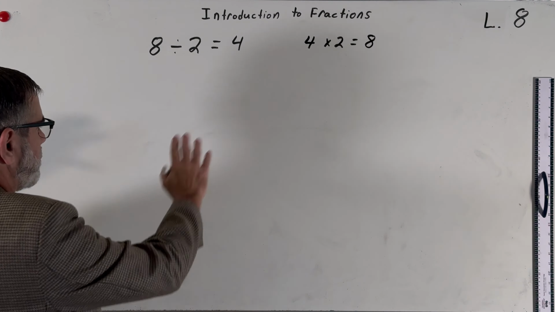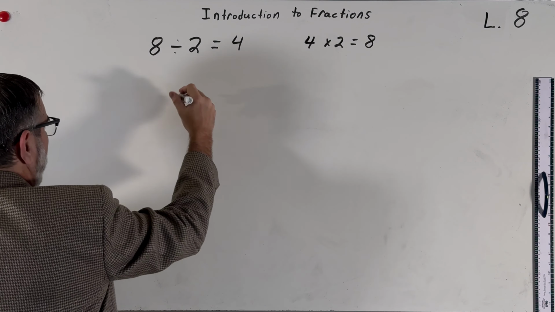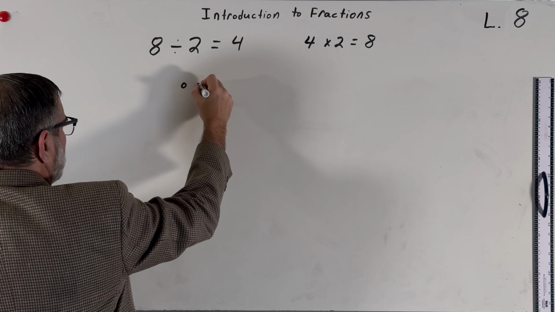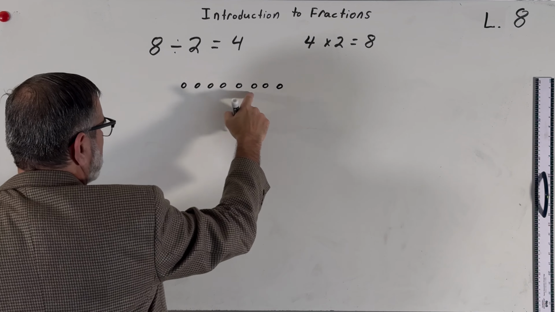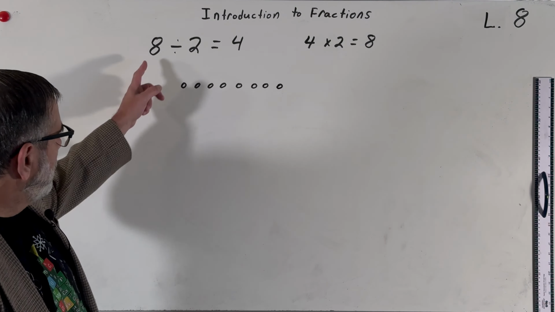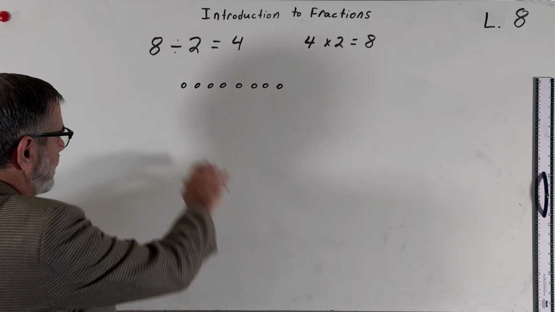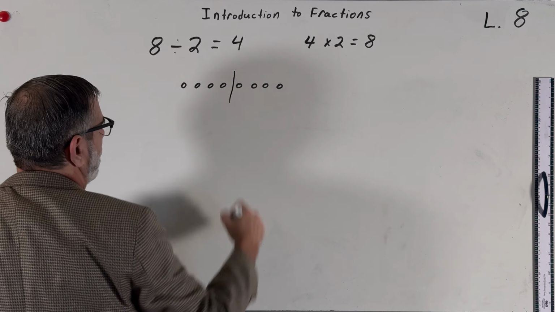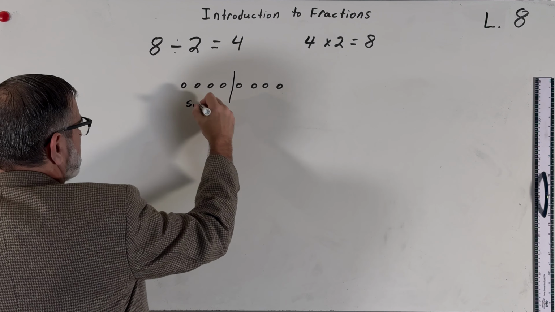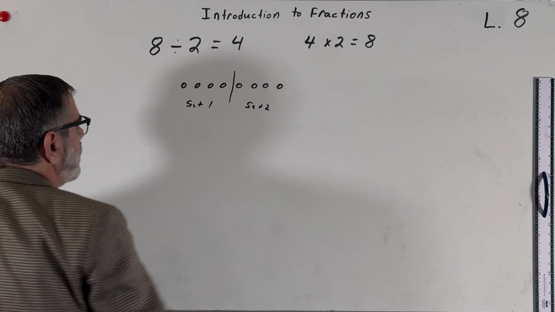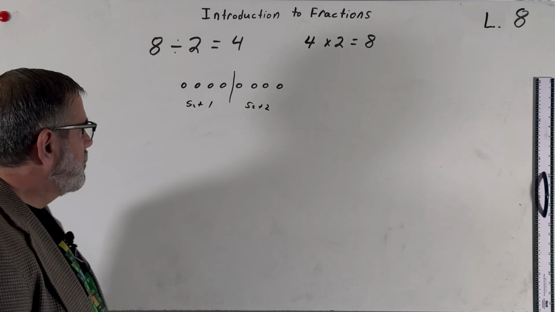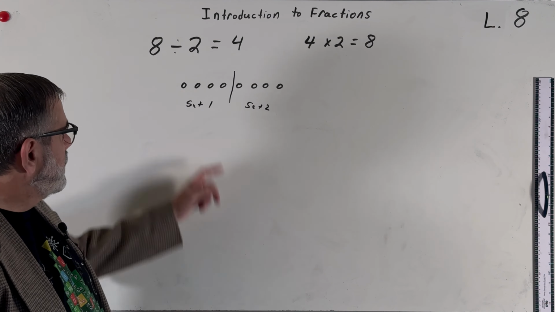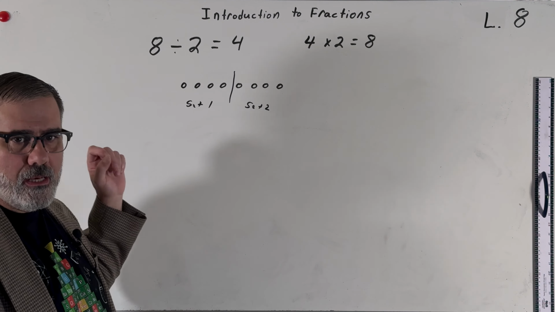And we can look at this problem if we were to think of 8 circles. 1, 2, 3, 4, 5, 6, 7, 8. The problem 8 divided by 2 is basically saying take these 8 things and divide them into 2 sets, right? So I could put a dividing line right here where I could call this set 1, I could call this set 2. And so you see that the answer to a division problem like 8 divided by 2 is 4, the number of objects in each set.